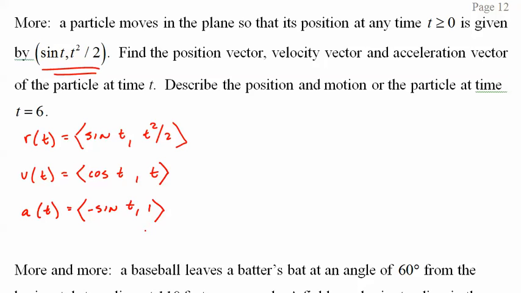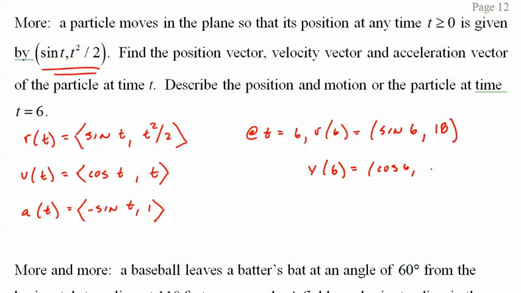Then it says, describe the position and motion of the particle at time t equals 6. Well, at time t equals 6, it's at sine of 6, and it's not really a vector anymore, so we'll say it's at the point, assuming it started at 0, 0, sine of 6 and 18, and it has a velocity of cosine of 6, 6, and it has an acceleration of negative sine of 6, comma 1.